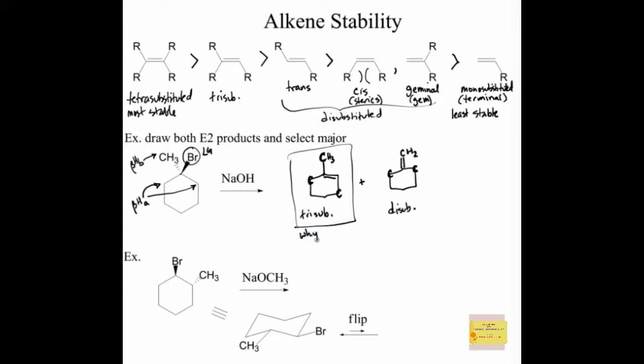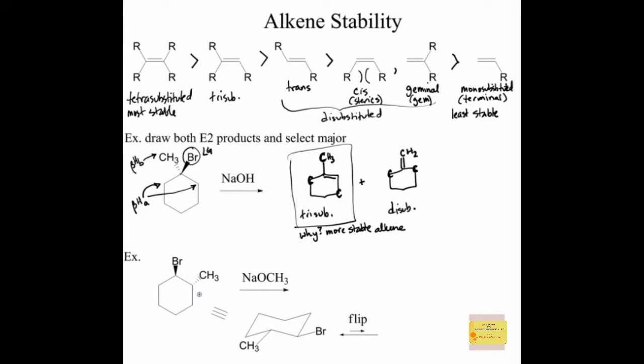Why? It's usually not such a great idea to just say because Professor Zaitsev told me so, or just invoke the rule. The reason it's the major product is because it's the more stable alkene. So that's how we determine the regiochemistry of an E2 elimination. Let's take a look at another example.